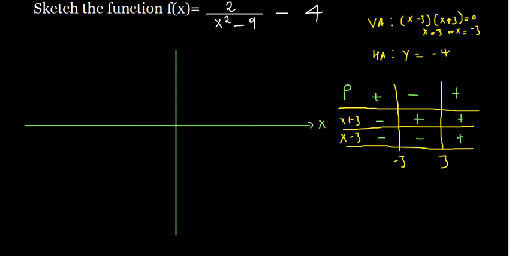The x-axis there, the y-axis here. Right, so we have our asymptotes. The vertical asymptotes are at positive 3 for values of x, and also at negative 3. Then we go to the horizontal asymptote, which is at y = −4. Say negative 4 is here.